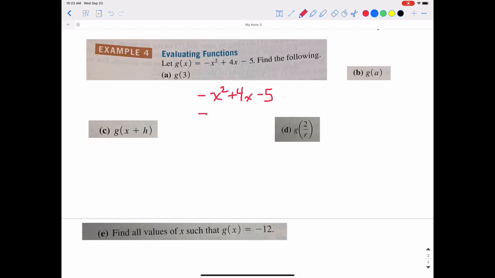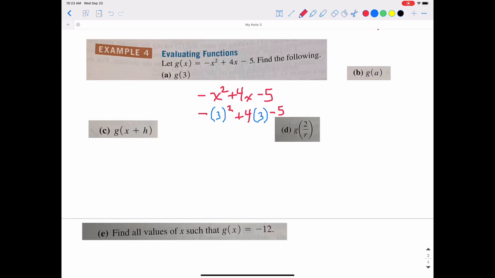Now that minus sign out in front of the x is not being affected by the exponent. So when we take negative 3 squared like that, we are only going to square the 3, but the answer to that part is going to remain negative. So plus 4 times, and then plug a 3 in there, and then minus 5.